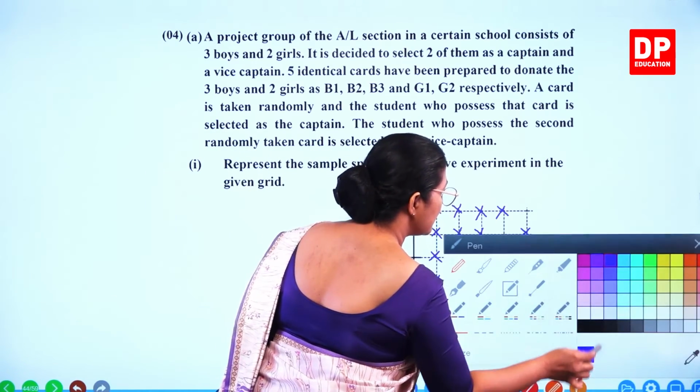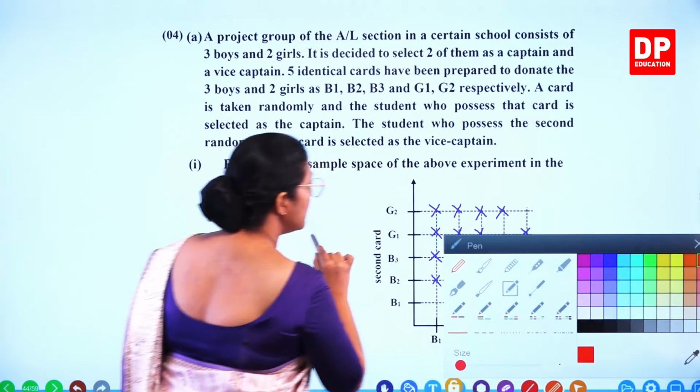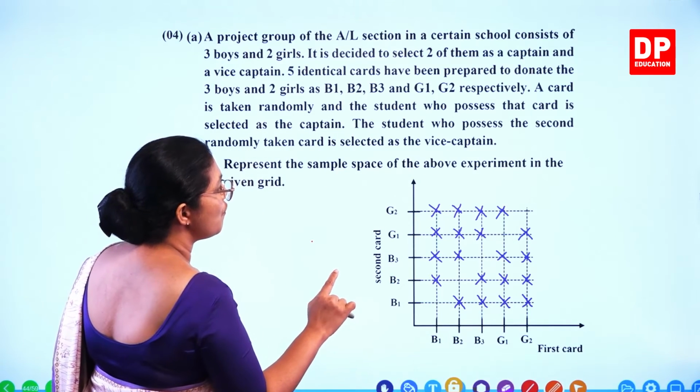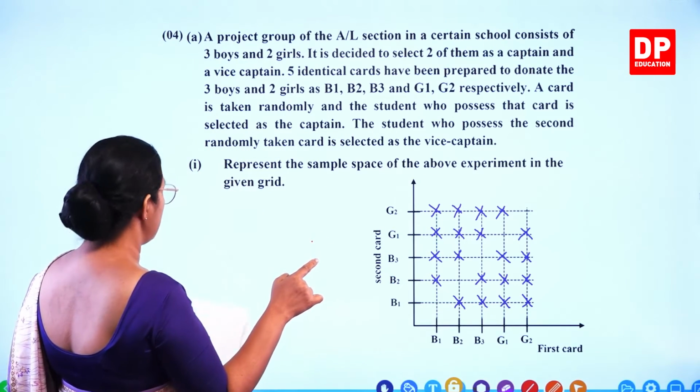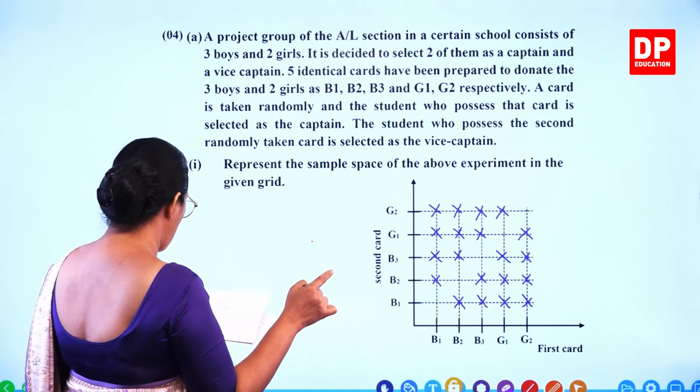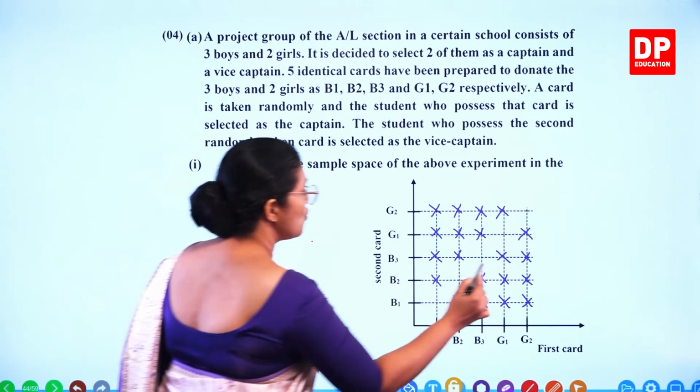So how many outcomes are there? 1, 2, 3, 4, 5, 6, 7, 8, 9, 10, ... 20 altogether. So how many marks for the grid? You get 2 marks.